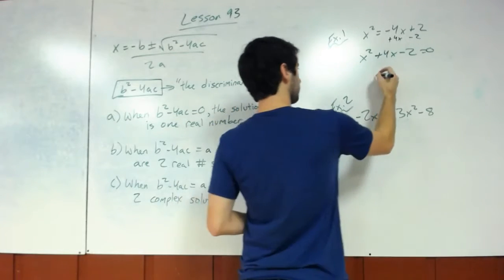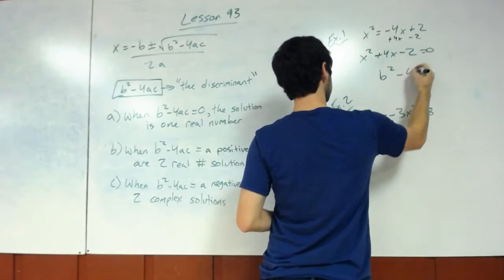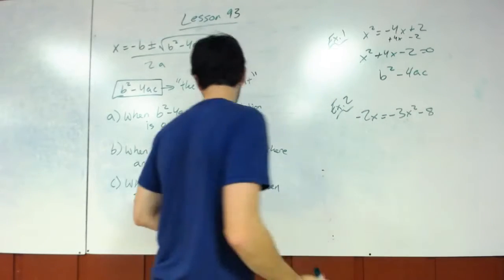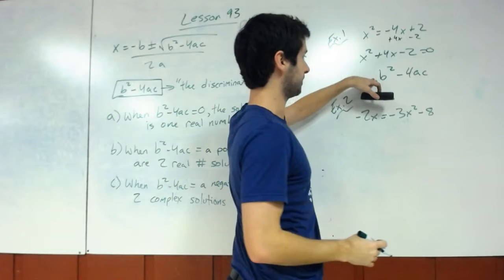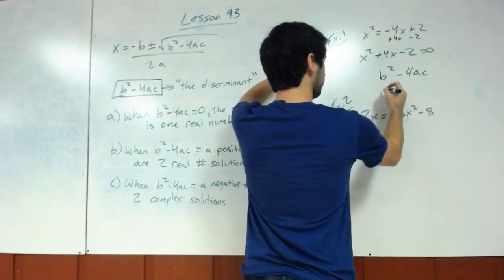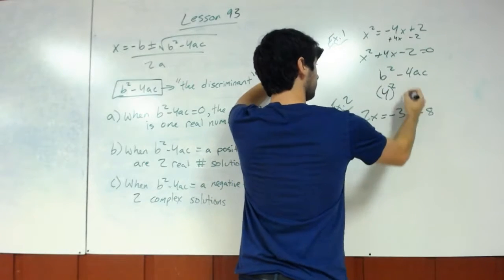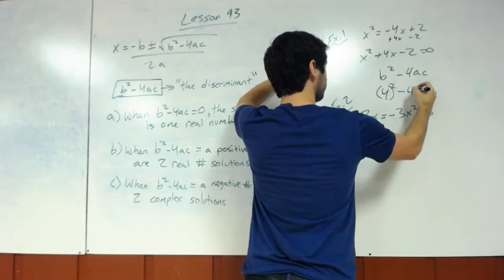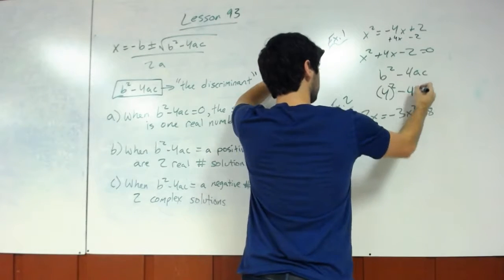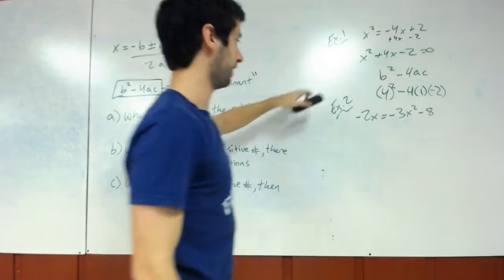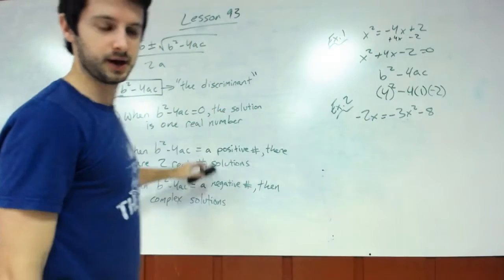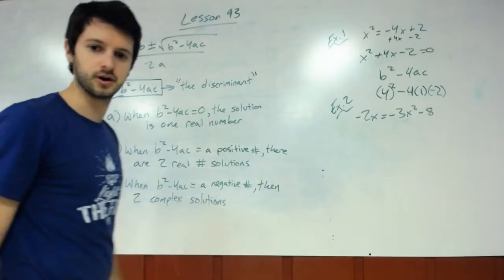Now we are trying to find b squared minus 4ac. That's it. Not even the square root part. So b squared minus 4ac. What is b? b is 4. So we have 4 squared minus 4 times a. a is 1. c is negative 2. And we're going to see if we have 0, a positive number, or a negative number for our solution.